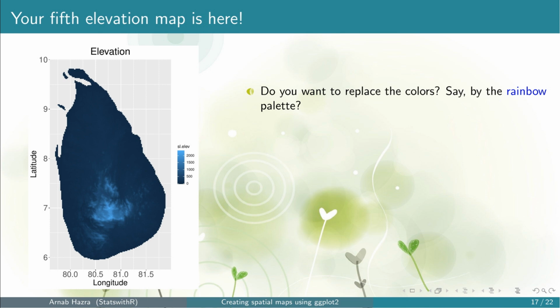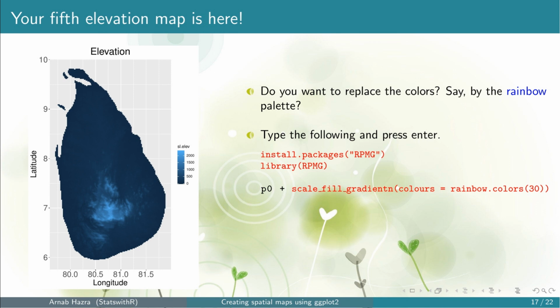This palette allows visualizing small-scale variations to large-scale variations, and hence helpful to identify fine spatial patterns. To do that, first we need to install and call the package rpmg. Then add the line scale_fill_gradientn within brackets colors equals to rainbow.colors within brackets say 30. Here the argument of rainbow.colors allows us to choose how many colors we want to use.